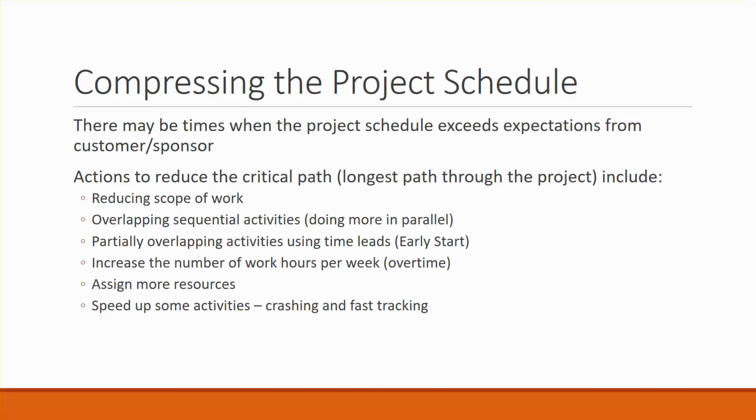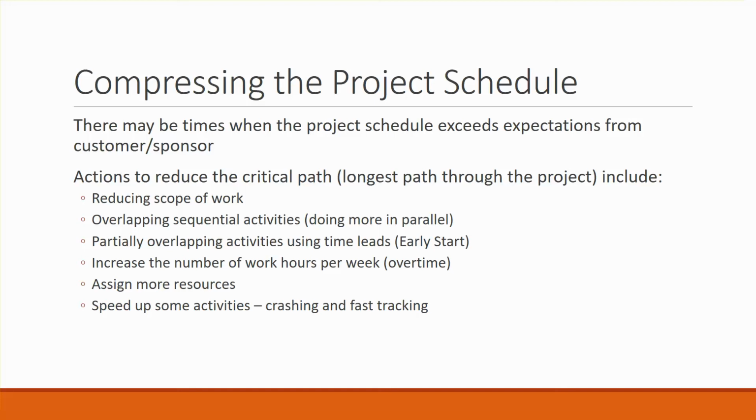Maybe overlapping or doing activities in parallel rather than sequentially might be one way to get around that. One way we might be able to compress the schedule is, instead of finishing task A and then starting task B, and then finishing task B and starting task C, maybe we can do tasks A, B, and C all at the same time with different people, and we can compress the schedule that way. Maybe we partially overlap some of these activities with leads and lags. Maybe we do an early start.